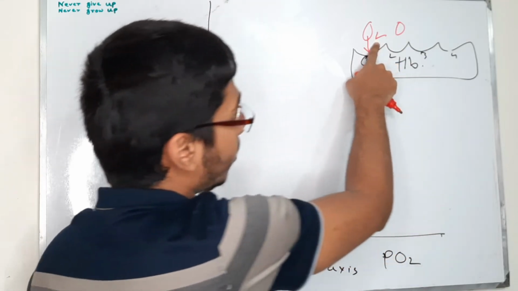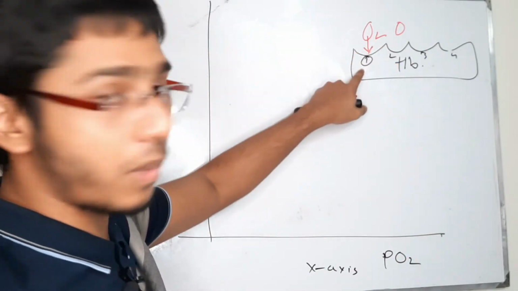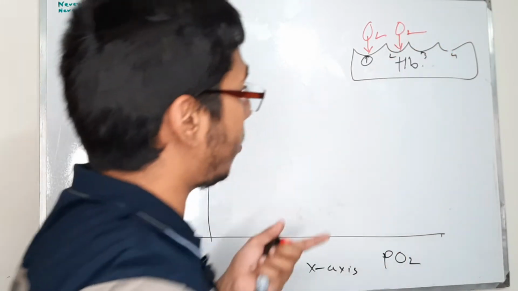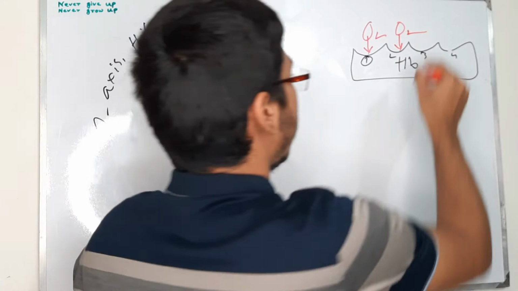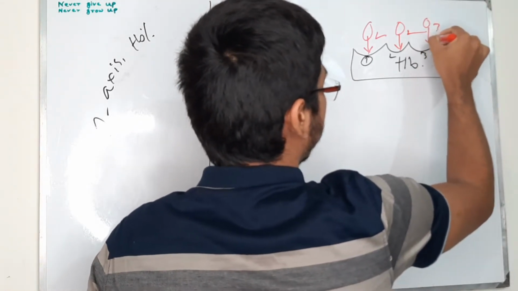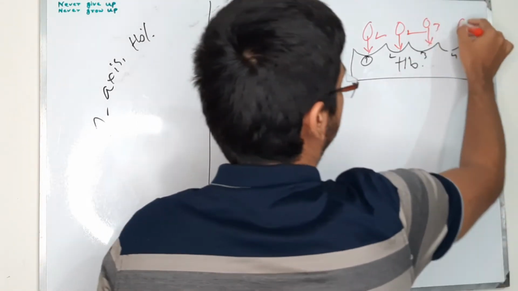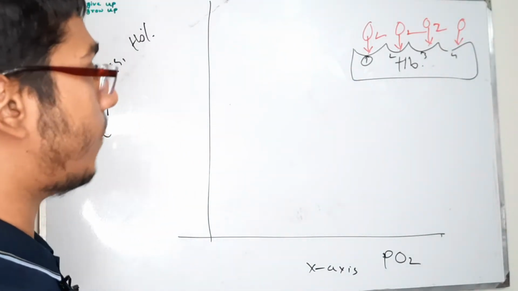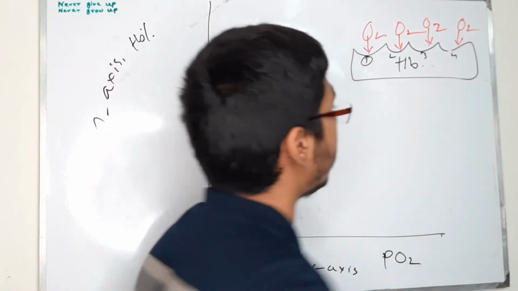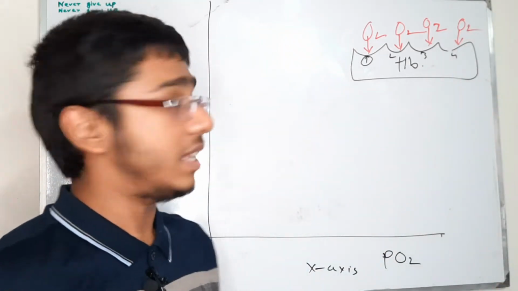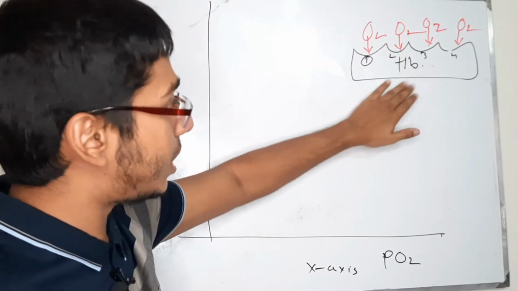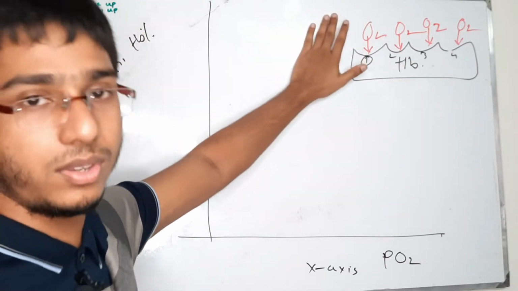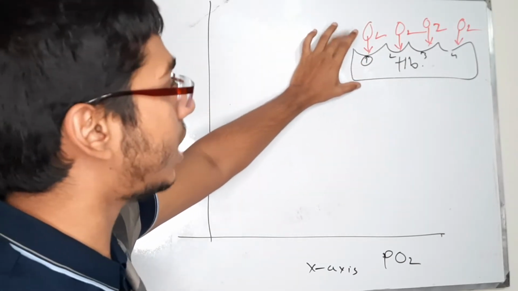This is the first molecule of oxygen, which will remain attached to the first pocket of the hemoglobin. Similarly, this is the second molecule of oxygen, which will stick to the second pocket. In the same way, the third molecule of oxygen will be attached to the third pocket, and the fourth oxygen will remain attached to the fourth pocket. This is how oxygen remains attached to the hemoglobin. This is the affinity of the oxygen with hemoglobin, or conversely, the affinity of the hemoglobin with oxygen. This is how oxygen loves to be attached to the hemoglobin's pockets.